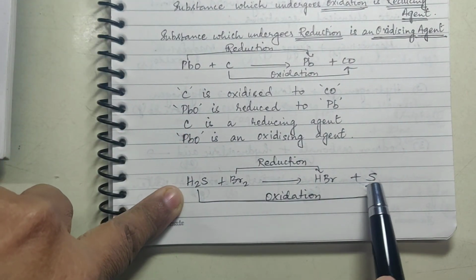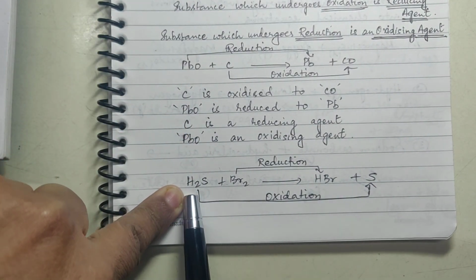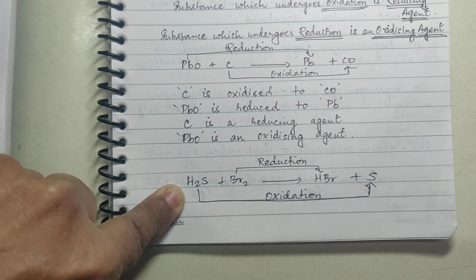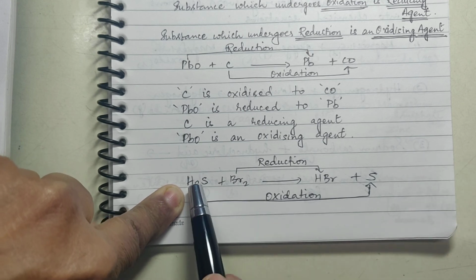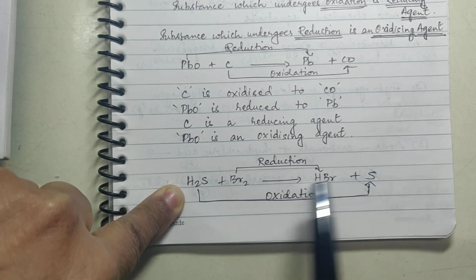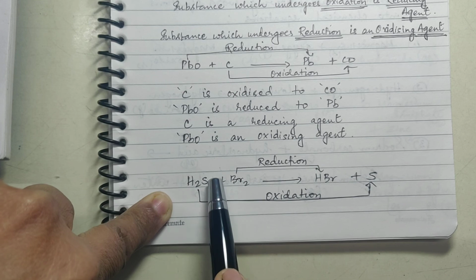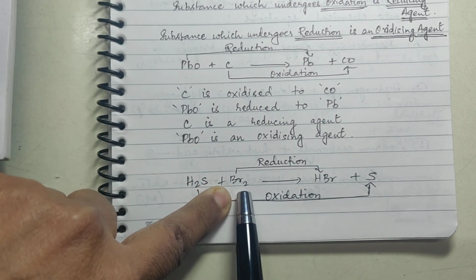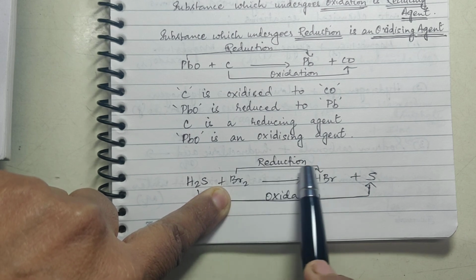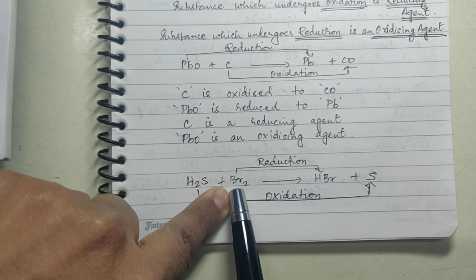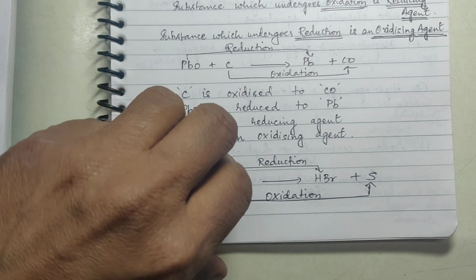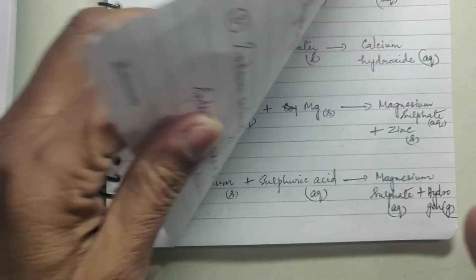Now H2S to S, इसमें क्या हुआ? हाइड्रोजन रिमूव हो गया, ऑक्सीजन ऐड हुआ तब भी ऑक्सीडेशन है, हाइड्रोजन रिमूव हुआ तब भी ऑक्सीडेशन है. तो H2S is oxidized to sulfur. That means H2S is the reducing agent. Br2 में हाइड्रोजन ऐड हुआ, gain of hydrogen is reduction. So Br2 is reduced to HBr. So Br2 is an oxidizing agent. So this is how you have to understand this. Okay. So I have given you all examples.